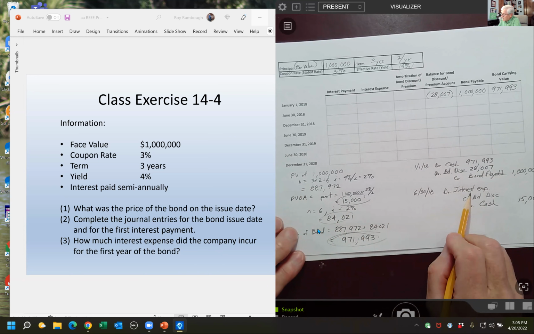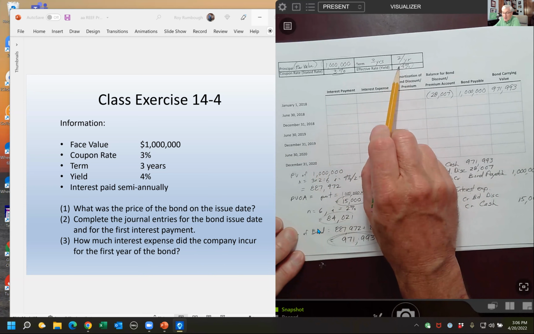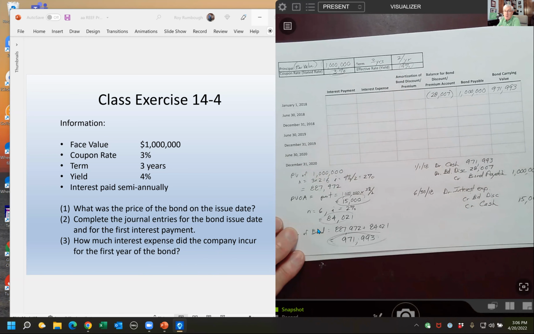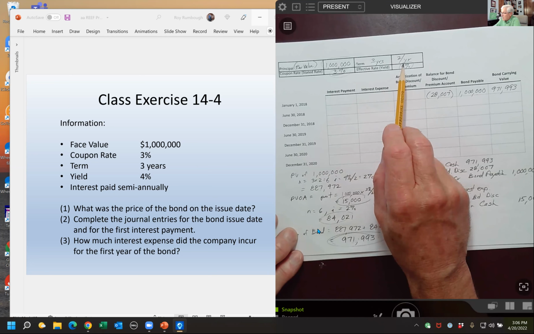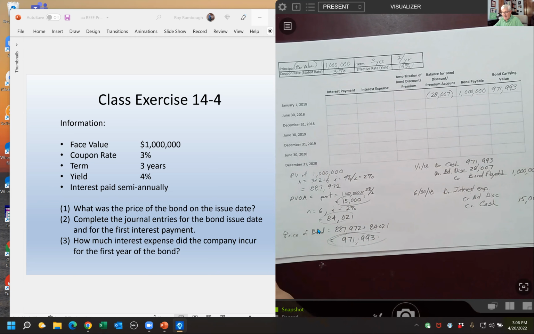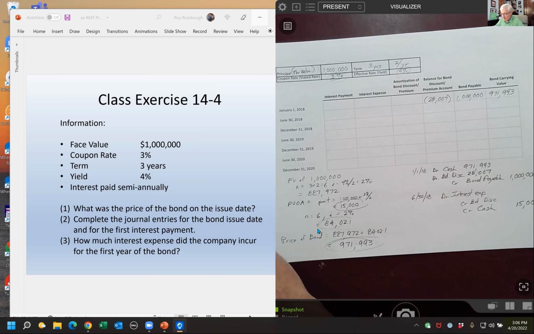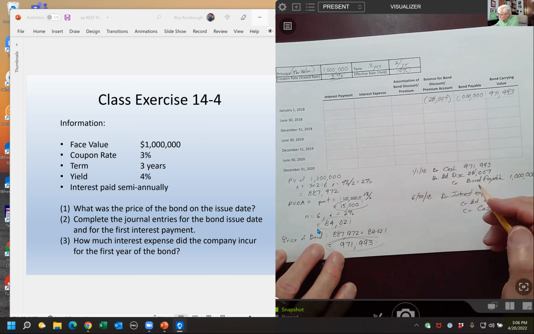What's my interest expense? It's going to be the effective rate that you use to calculate it. Remember, the coupon rate is only for payments, not for the interest expense, not for the discount rate. So 4% divided by 2, 2% times 971,993 is 19,440.